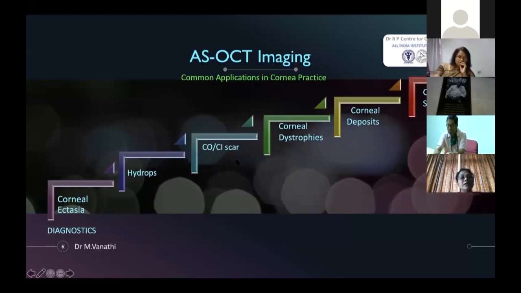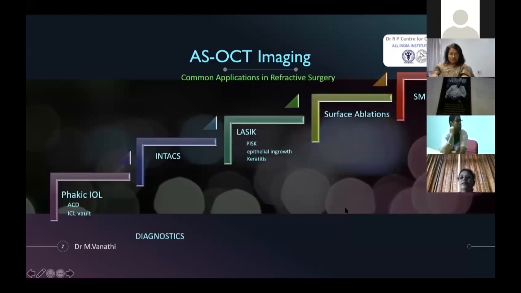In cornea practice, the various clinical indications commonly include corneal ectasias, hydrops, looking at corneal scars, dense corneal scars, corneoiridic scars, especially in the pediatric age group and especially when you're doing it under general anesthesia. Corneal dystrophies, when you want to look at the layers of various dystrophies, various deficits on the cornea, and it has a significant role in corneal surgery, preoperative and postoperative monitoring.